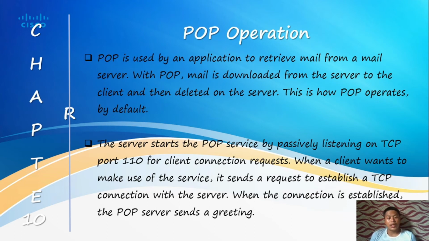POP operation. POP is used by an application to retrieve mail from a mail server. With POP, mail is downloaded from the server to the client and then deleted on the server. This is how POP operates by default. The server starts the POP service by passively listening on TCP port 110 for client connection requests. When a client wants to make use of the service, it sends a request to establish a TCP connection with the server. When the connection is established, the POP server sends a greeting.